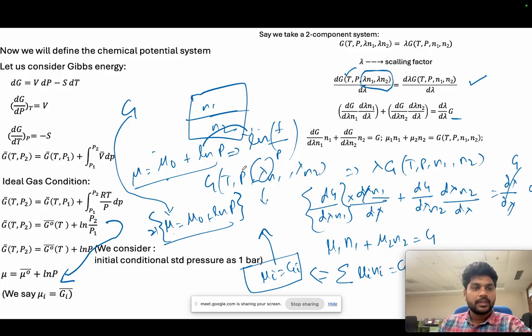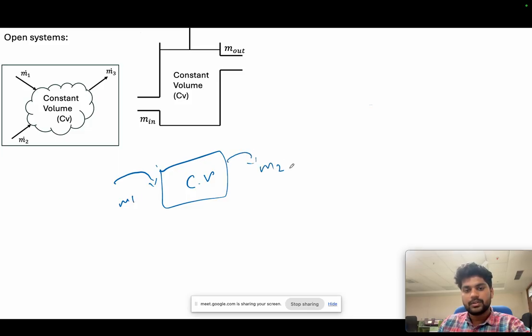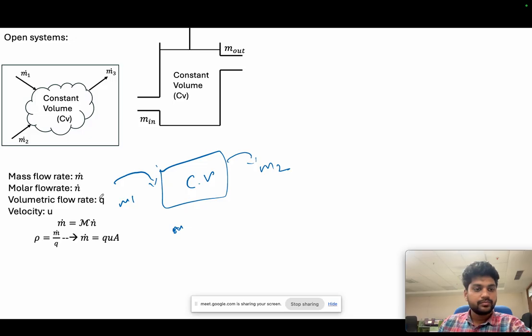No, sir. Okay, fine. So now in the third class we are talking about open systems. Here we have two examples. One is the system where I showed it in two different ways. Suppose we have one system with constant volume, some mass is entering in, some mass is exiting out. So we need to understand some basic notations.